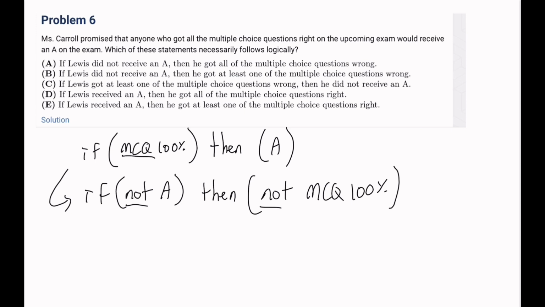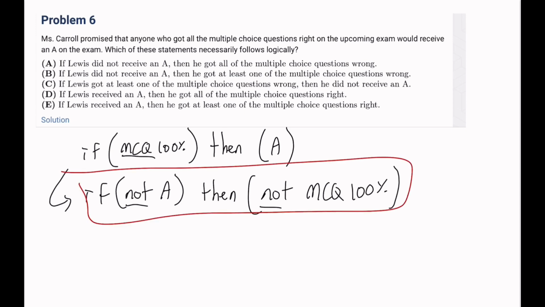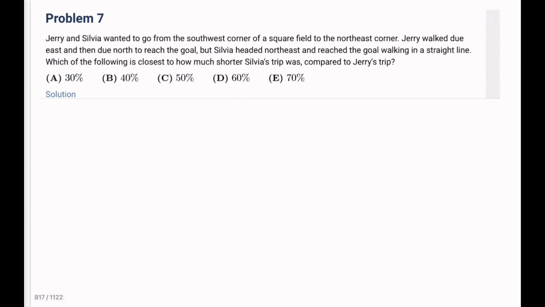So we have to find the answer choice that says this, and that is if Lewis did not receive an A, then he got at least one of the multiple choice questions wrong, so not 100%. So the answer is B.